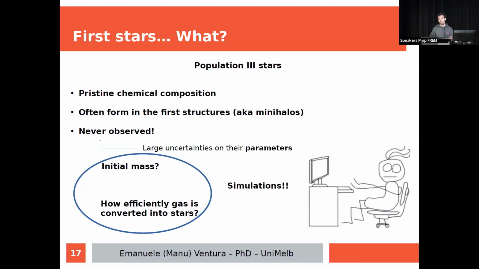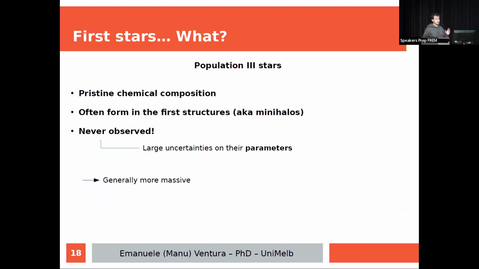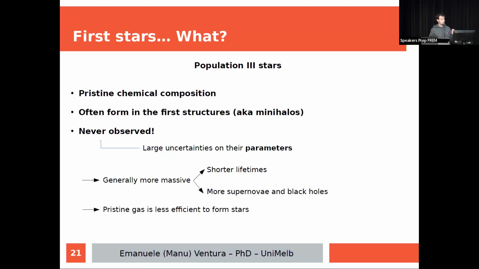And what do simulations tell us? Well, it's generally believed that pop 3 stars were more massive, which means that they have shorter lifetimes and are more likely to end up as a supernova or black holes. And about the gas, it's generally thought that the pristine gas is less efficient at forming stars. So the star formation efficiency is lower than what we observe today.